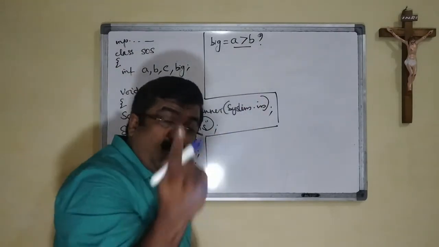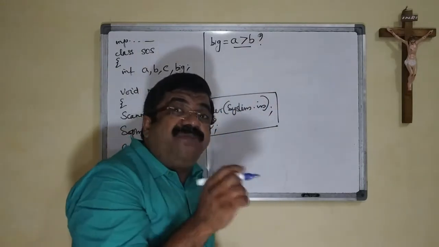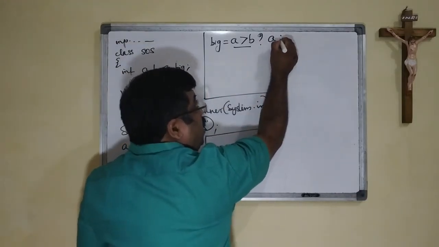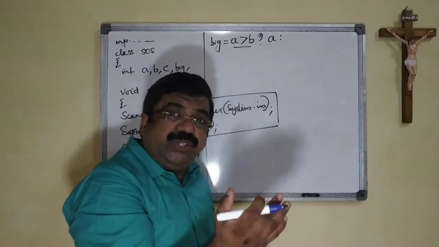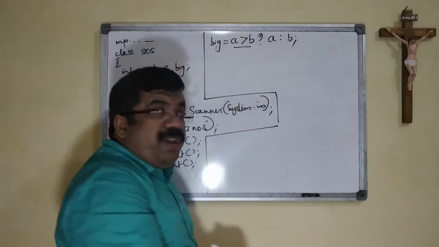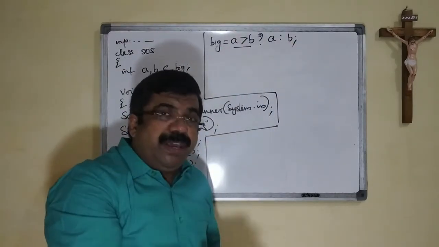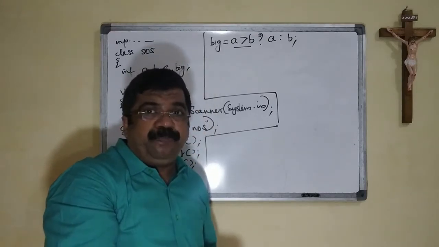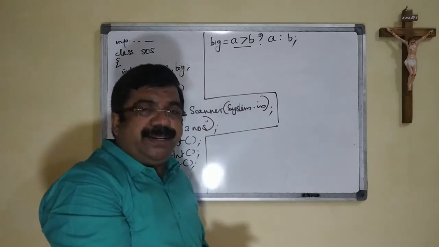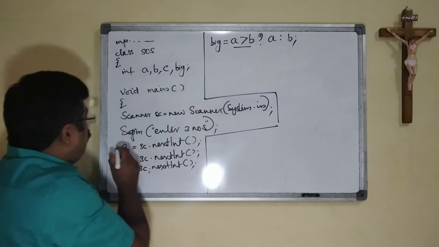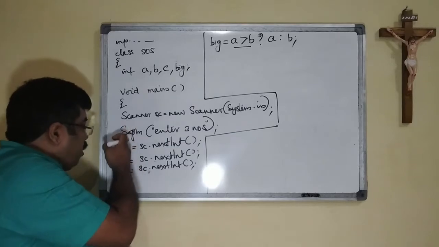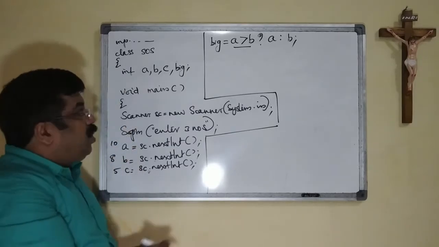If this condition is true, the statement which is given just after the question mark will be returned. It will return the value of A. Otherwise, it will return the value of B. So the first statement is finding out the biggest among two numbers. And whichever is biggest, that will come to the left side. Okay. Just assume 10, 8, 5. We are having these three numbers.